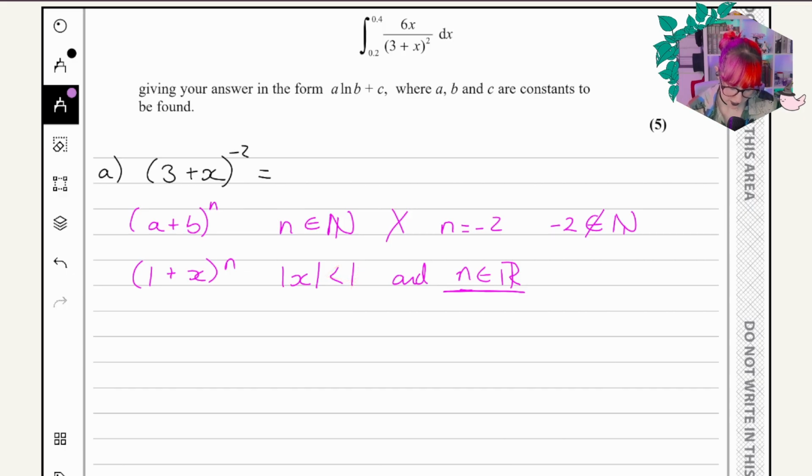So what that means is we need this term to be 1 plus something. So we need 3 plus x to somehow get morphed into 1 plus y. So what does y need to be for us to use the binomial expansion? So it can be 1 plus... I think I'm doing this right.